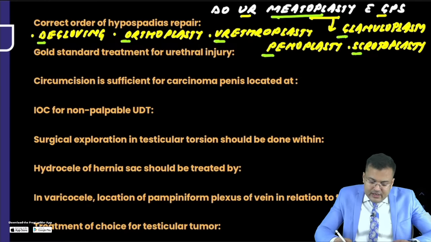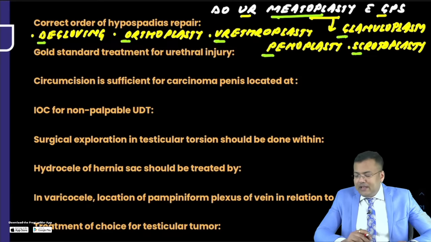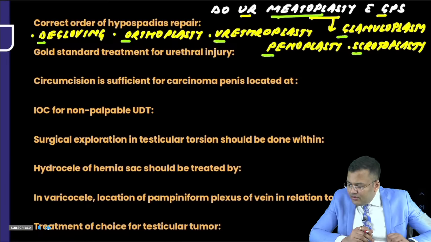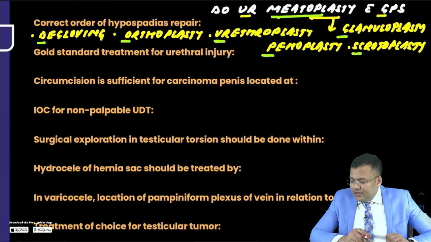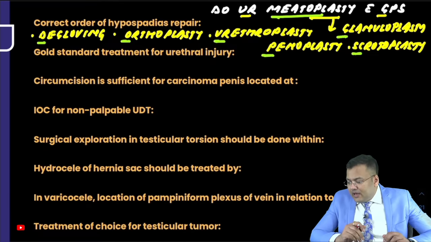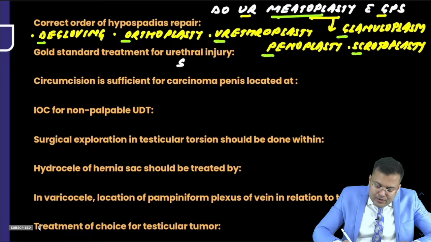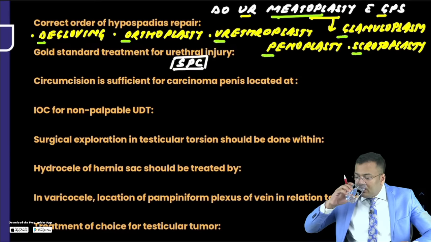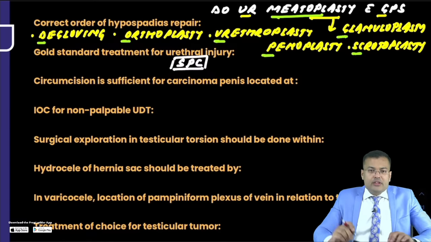Very good. Now, gold standard treatment for urethral injury. Tell me, guys, what is the gold standard treatment for urethral injury? In all patients of urethral injury, what is the gold standard treatment? Just after injury, what do we do? Treatment I'm asking, I'm not asking investigation. Vikas Raj is the first person to reply correctly. After that, Dark Knight. It is SPC, suprapubic cystostomy. And after that, we perform delayed repair after 3 months. Clear, guys? So it is suprapubic cystostomy.